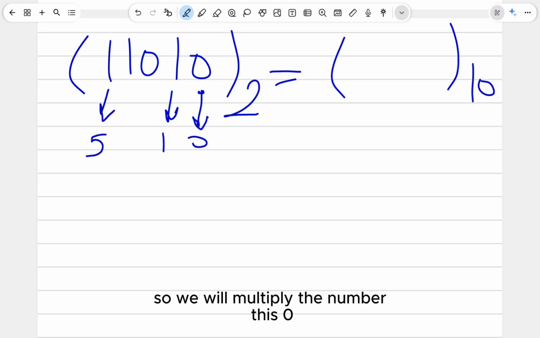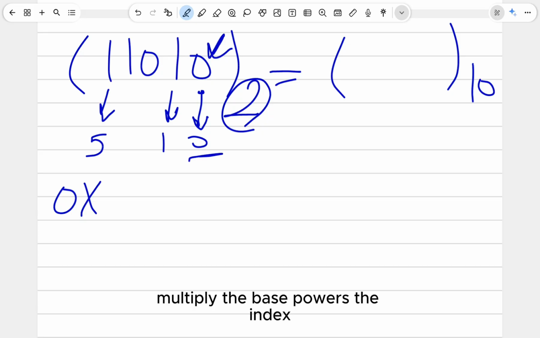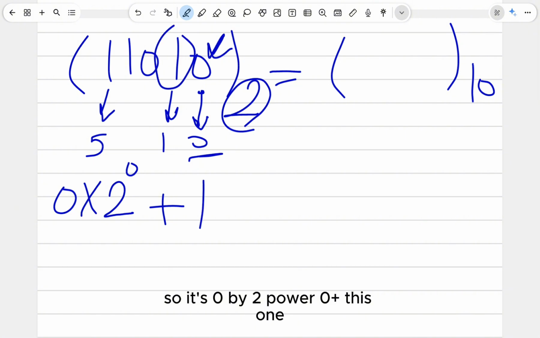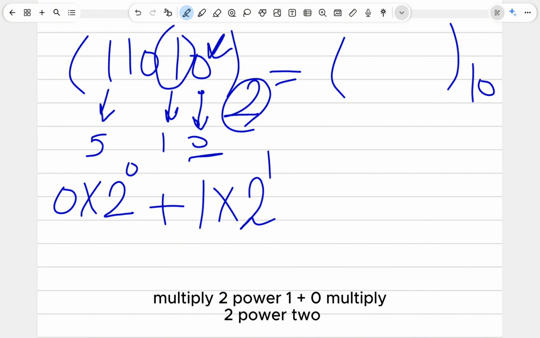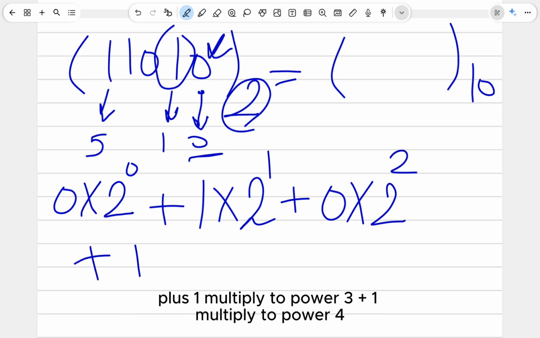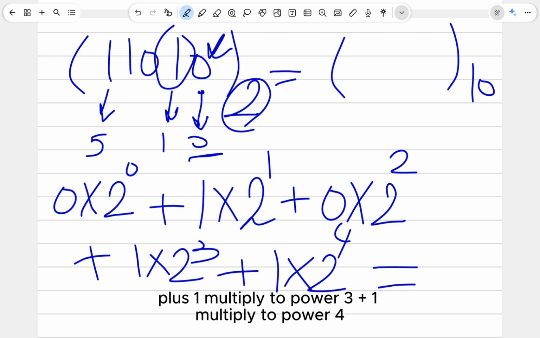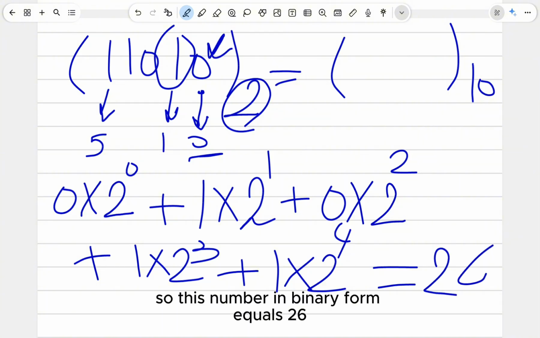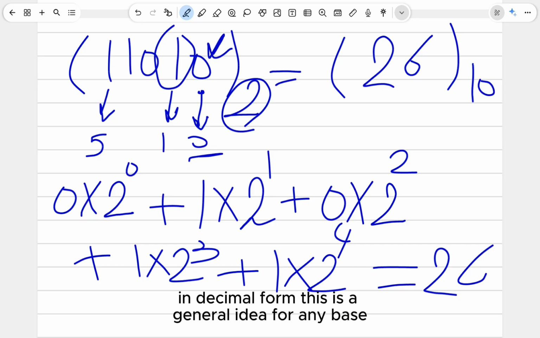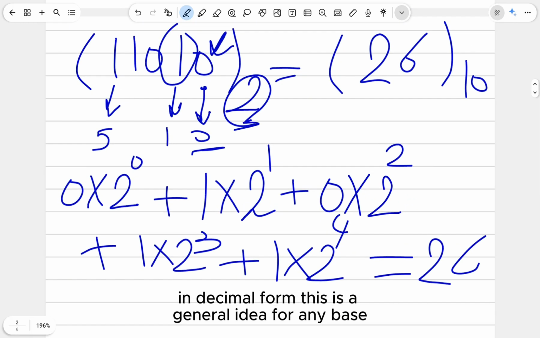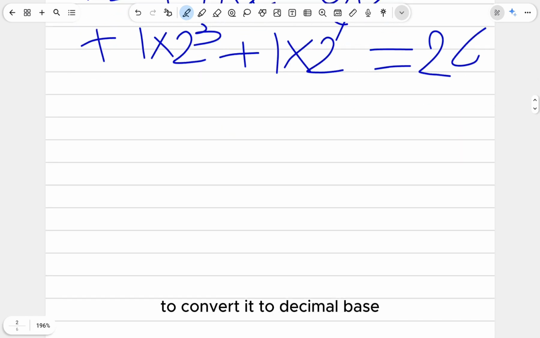So we will multiply each digit by the base power the index. So it's 0 by 2 power 0, plus 1 multiply 2 power 1, plus 0 multiply 2 power 2, plus 1 multiply 2 power 3, plus 1 multiply 2 power 4. That will give us 26. So this number in binary form equals 26 in decimal form. This is the general idea for converting any base to decimal base.